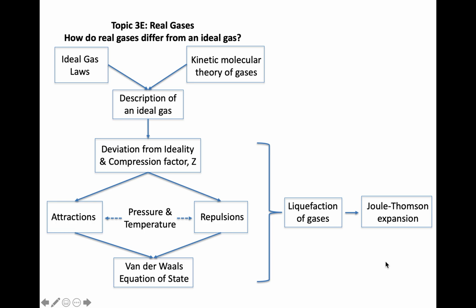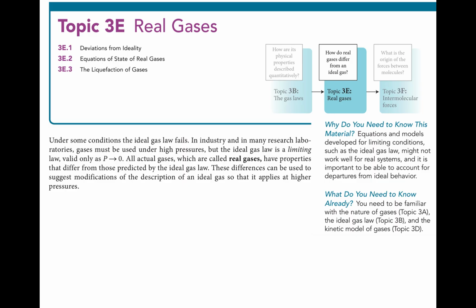The treatment of real gases is found within the Atkins textbook. Previously, there's been a description of ideal gases and the behavior of them in various gas laws, combined with kinetic molecular theory, which gave us this description for an ideal gas. Now, within the discussion of real gases, we're going to look at deviations from that model.